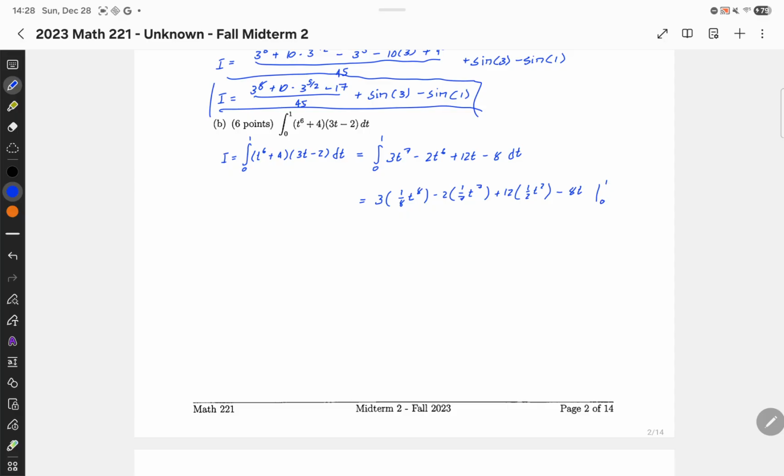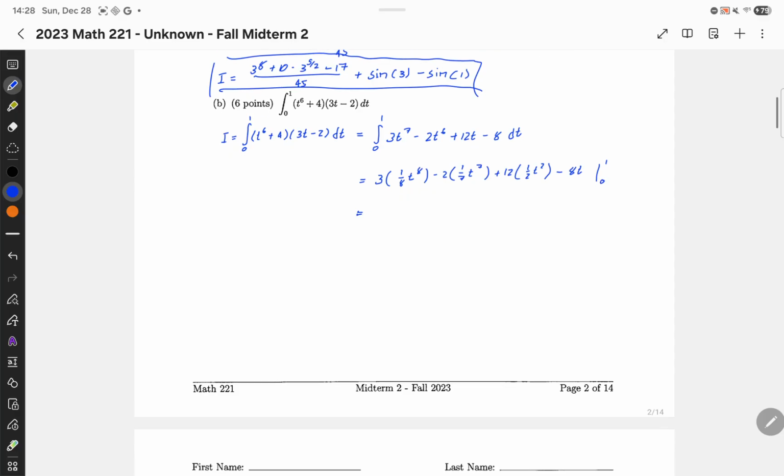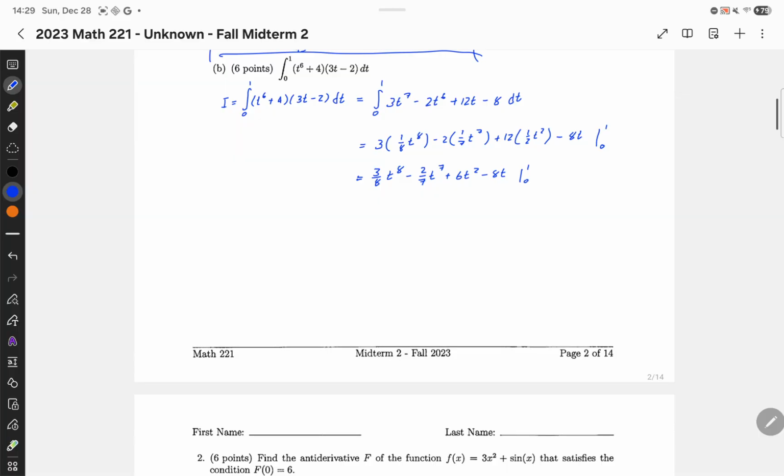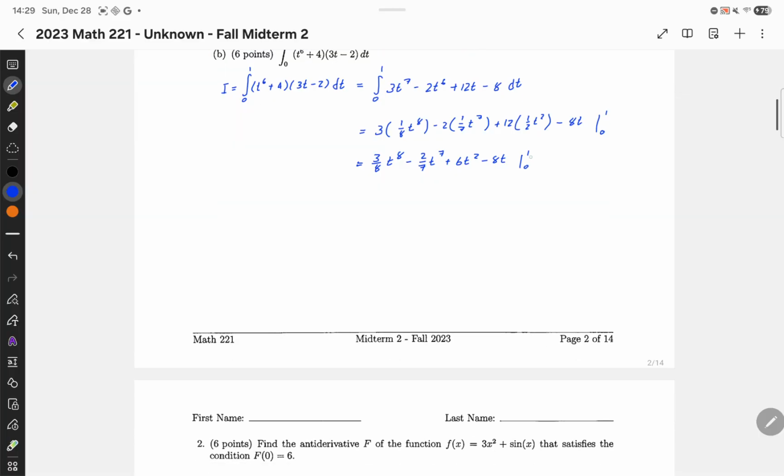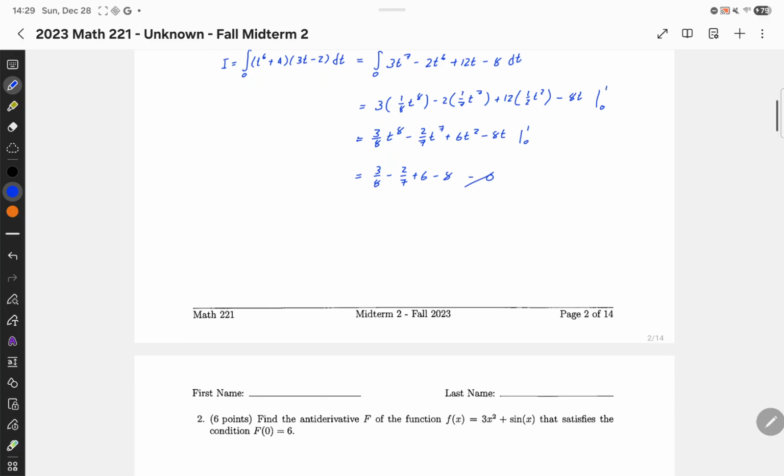We are integrating this from 0 to 1. So now I've got plenty of space, so let's go ahead and simplify this. We have 3/8 t to the 8th minus 2/7 t to the 7th plus 6t squared minus 8t. Integrated from 0 to 1, just like that. And now let's go ahead and put in these bounds. So when we substitute 1 in, we're going to get 3/8 minus 2/7 plus 6 minus 8. And then of course this 0 is going to cancel, so we're just subtracting 0 for this whole term, so we can ignore it.